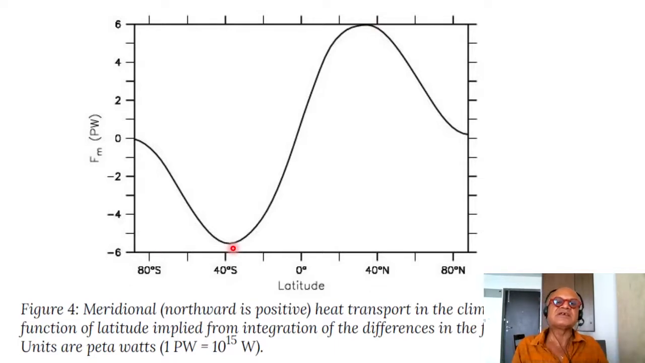Everything is hemispherically asymmetric because Antarctica is a continent on the pole, completely glaciated, whereas the Arctic is an ocean with sea ice, and land is much more in the northern hemisphere than in the southern hemisphere, etc. So this is increasing heat transport towards some mid-latitude and then decreasing transport. These numbers are negative because you're moving heat in the southern direction.